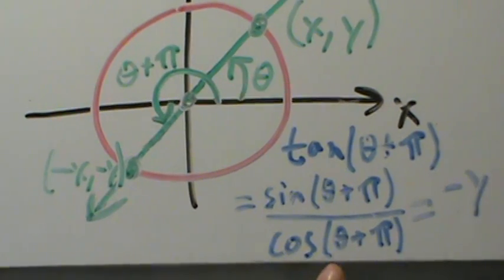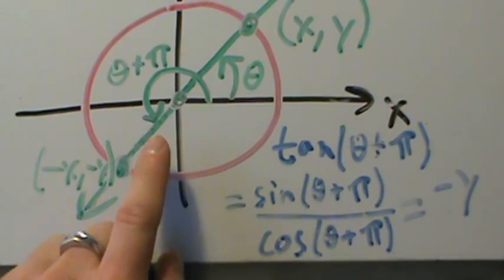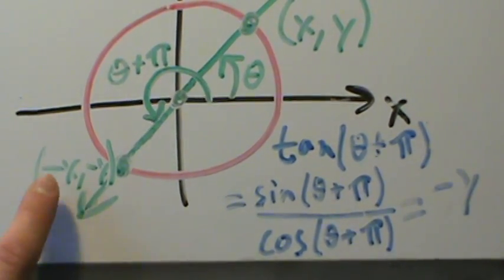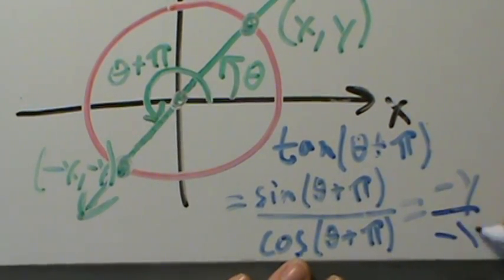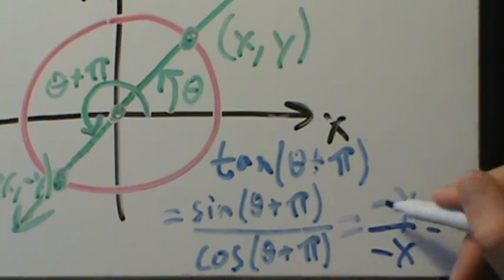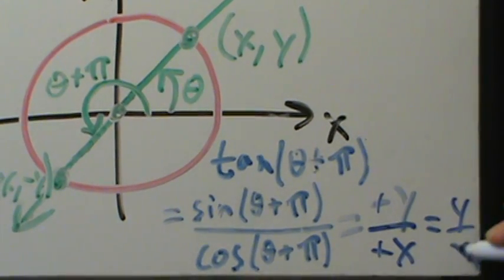Cosine of theta plus pi is the x-coordinate where theta plus pi hits the unit circle. What's the x-coordinate where theta plus pi hits the unit circle? It's negative x. Okay. What is negative y divided by negative x? Well, the negatives just cancel each other out, right? And we're just left with y over x.